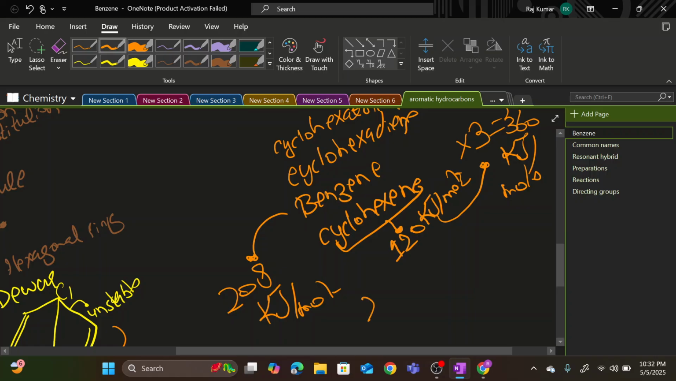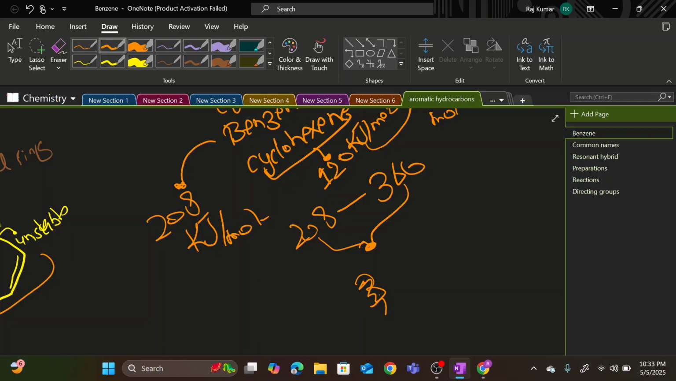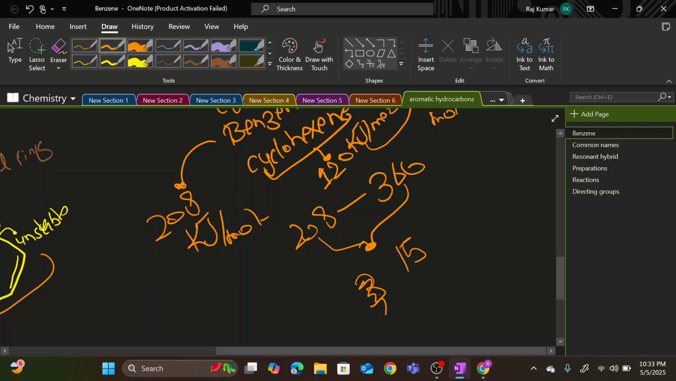It was such a huge difference, 208 kilojoule per mole and 360 kilojoule per mole, which basically defines the fact that there is a huge difference in the stability of benzene and the stability of cyclohexatriene, which means that benzene has extra stability as compared to cyclohexatriene, which was a hypothetical compound. It does not exist actually. And that extra stability is calculated as the resonance energy.